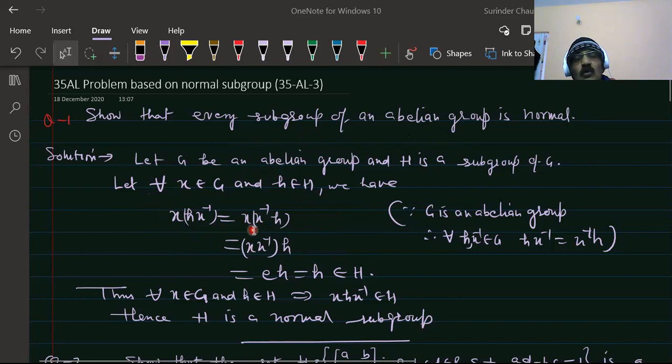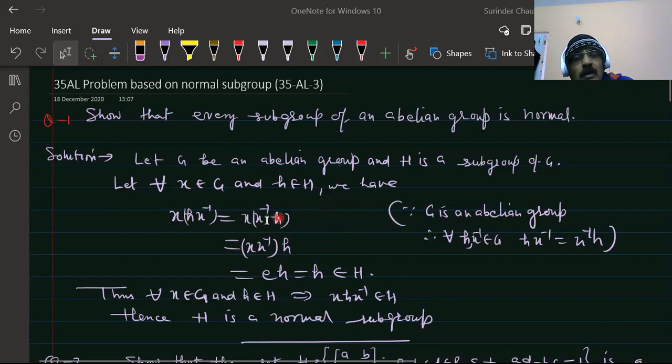So for all x belongs to G and h belongs to H, we have x h x inverse is equal to x x inverse h, because G is abelian. H is a subgroup of G, so it's a subset of G. So h and x both belong to G. Therefore, x inverse also belongs to G, so G is an abelian group. Therefore x h x inverse is equal to x x inverse h.